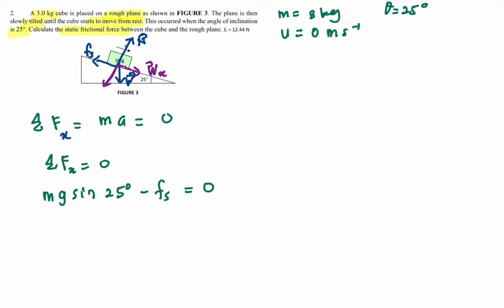How do you get that? Because your angle will be here, angle is 25 degree, so wx will be opposite. When it is opposite, it will be sine 25 degree. And then you substitute value, so fs will be equal to 3 times 9.81 times sine 25 degree. Okay. So fs will have 12.44 Newton.